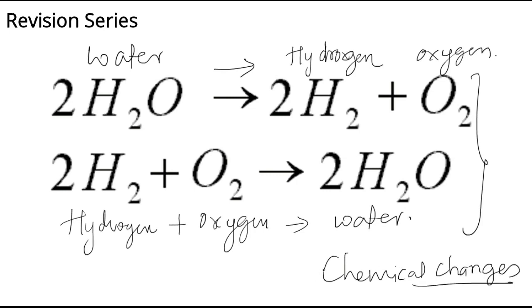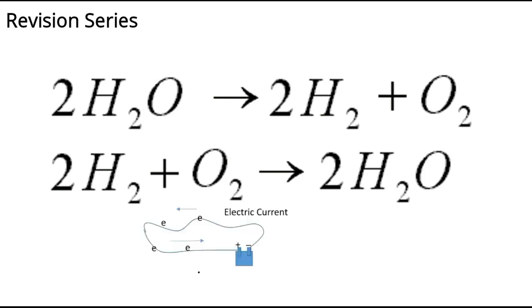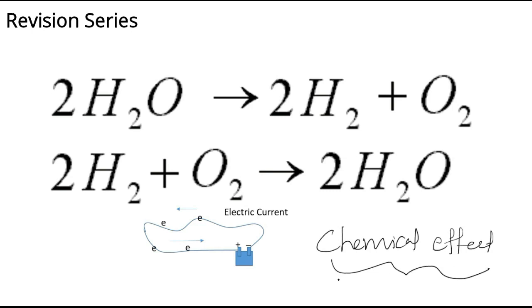right? If this chemical change is brought into action by using current, right, then that effect is the chemical effect of electric current. I hope you have understood what you mean by chemical effect. Now we shall see how this current brings a chemical effect in the substances.